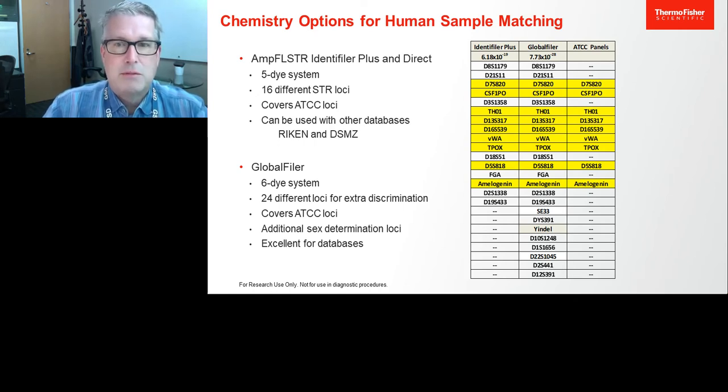The GlobalFiler kit is a little bit more advanced. It has 6 different dyes and includes 24 different loci that can be used for extra discrimination. As you can see here, you get a 7.7 times 10 to the minus 28th chance of having 2 individuals with the same GlobalFiler profile as a result of that.